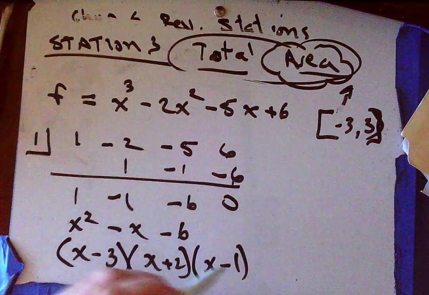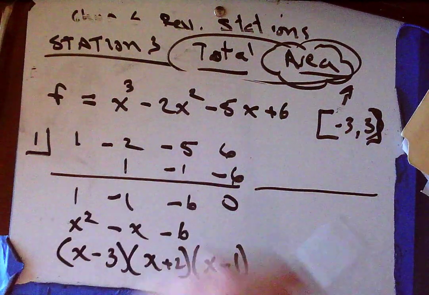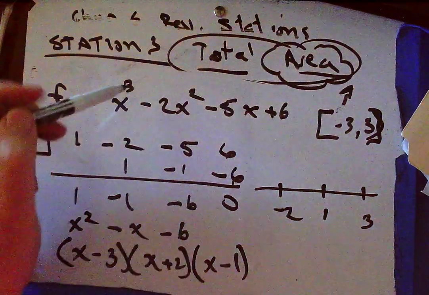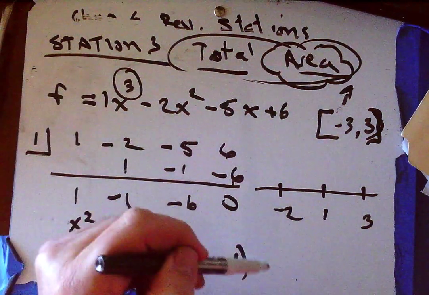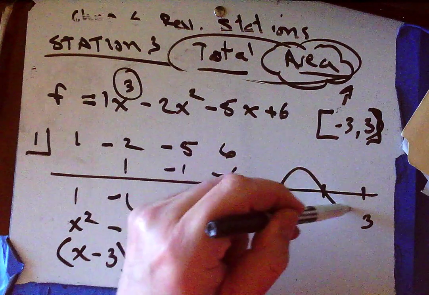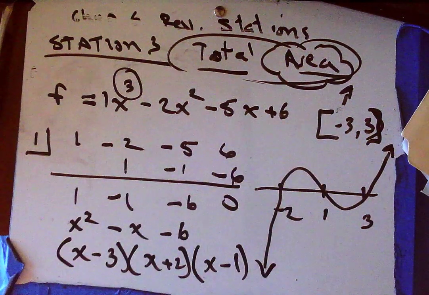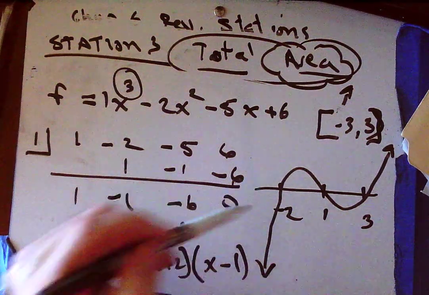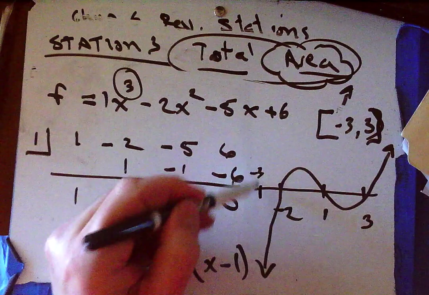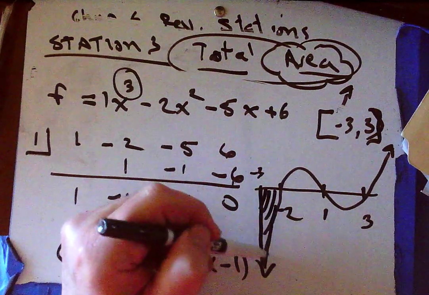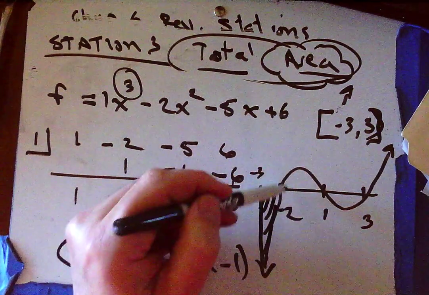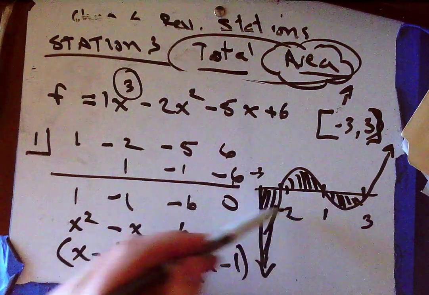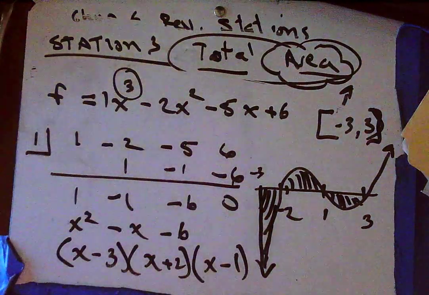All right, so these are my x-intercepts. And I've got -2, positive 1, positive 3, third-degree polynomial with a positive leading coefficient. And my graph is going to look like this. And I'm looking for the total area from -3 to positive 3. And again, because I'm looking for total area, these negative bits here, I'm gonna have to flip the sign on those.